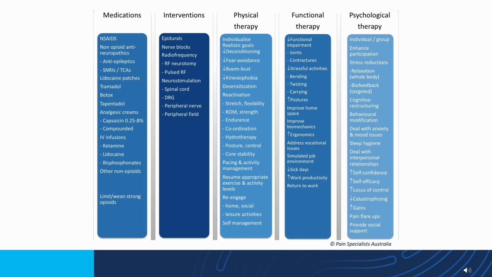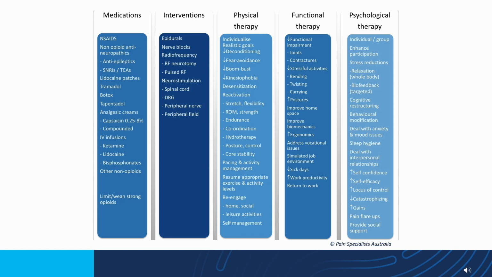On the left-hand side of the diagram, medications. We've got anti-inflammatories. Use them if you can. Use them for acute, subacute inflammatory pain conditions. If they're not helpful or they're giving side effects, don't use them. If you've done a trial of them and they're not helpful, don't use them. Non-opioids we'll come to in a little while.